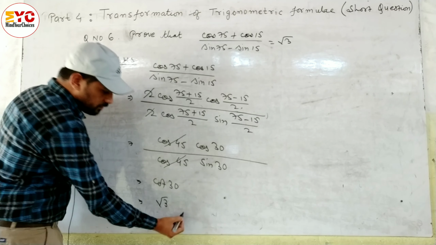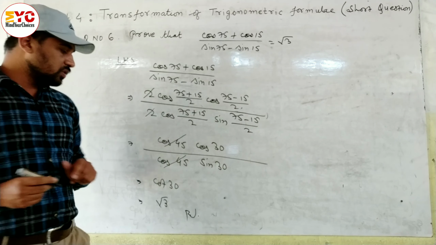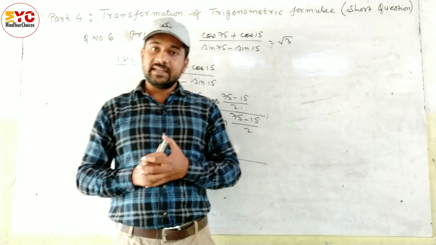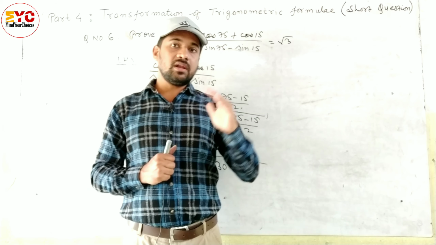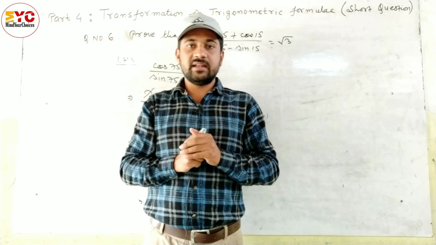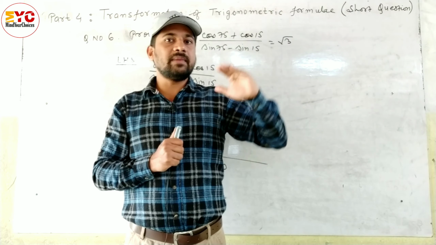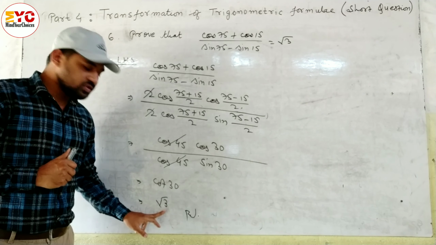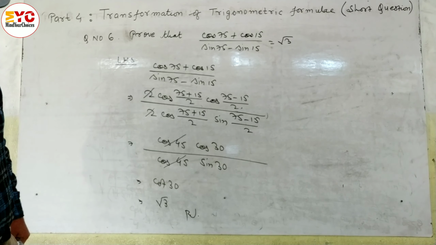We have to prove root 3. If you don't know the value of cot 30, some students don't know the value of cot 30, no problem. You know the value of tan 30, and the value of tan 30 is 1 by root 3. So cot 30 means reciprocal of tan 30. Just turn the numerator and denominator. Tan 30 is 1 by root 3, so cot 30 is root 3 by 1. Root 3 by 1 means root 3. So the value of cot 30 is root 3, which we have to prove. RHS proved. Hope you understand this question number 6.